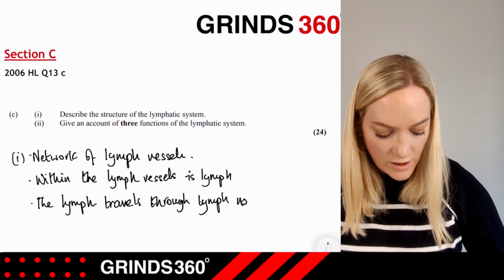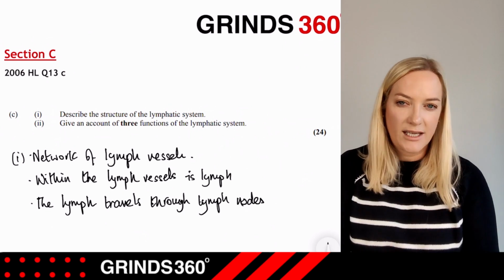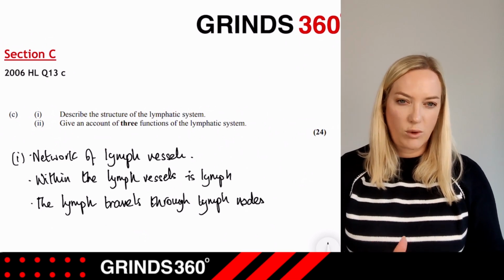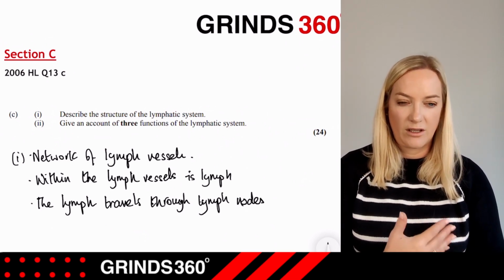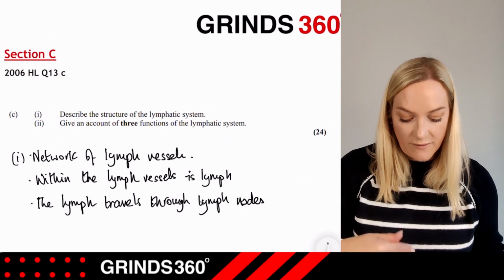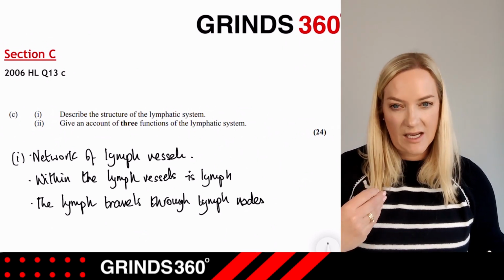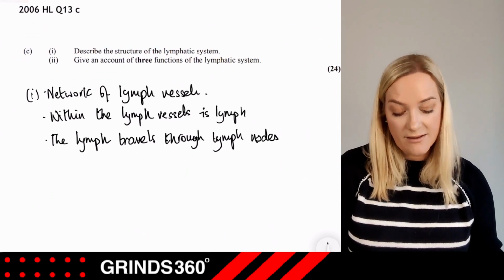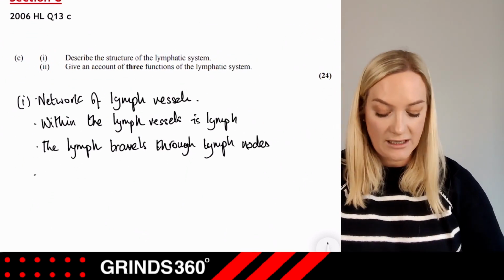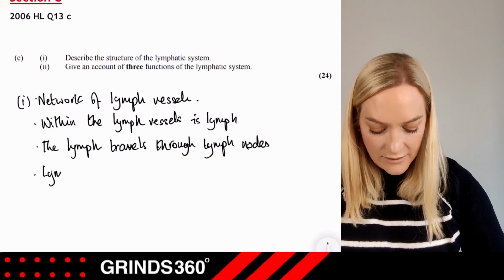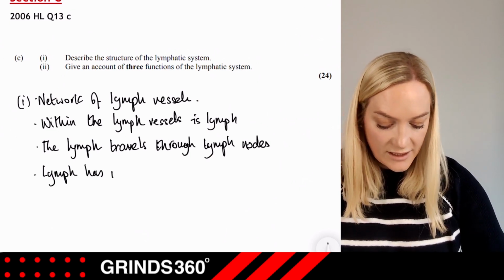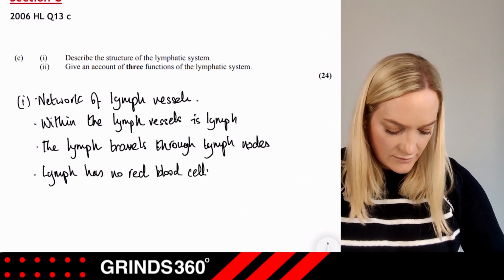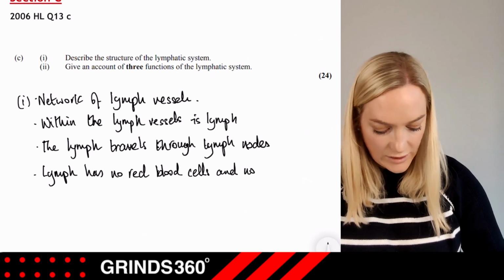Now, I'm not going to say what lymph nodes do, because the next question is asking you to give an account of 3 of the functions of the lymphatic system. So there's no point repeating myself there, because we're not going to get the mark. So it's a network of lymph vessels. Within the lymph vessels is lymph. The lymph travels through lymph nodes. We can say what lymph is because it's not asking us, or what lymph does have or not have. So lymph has no red blood cells and no platelets.